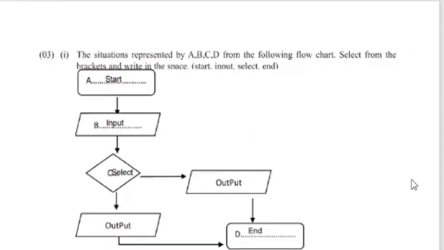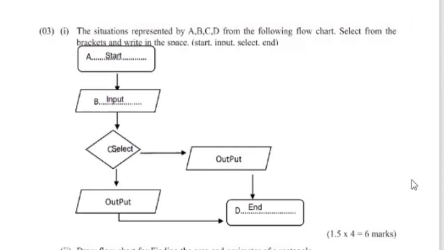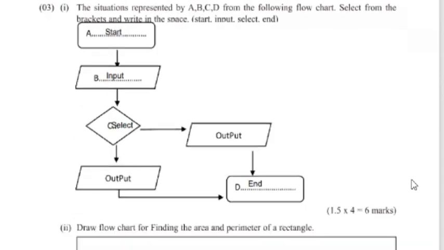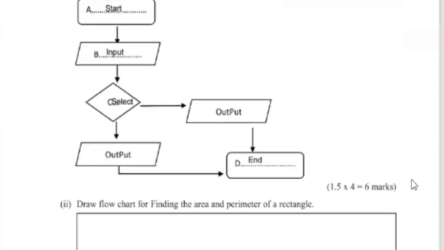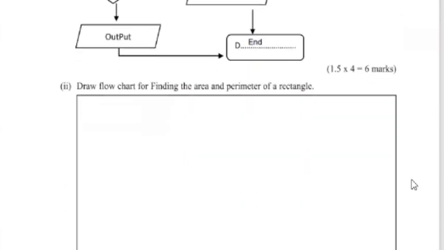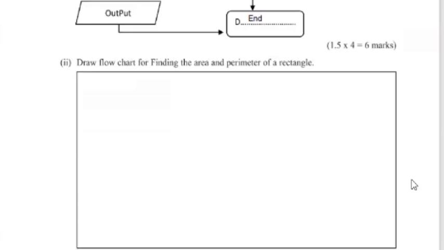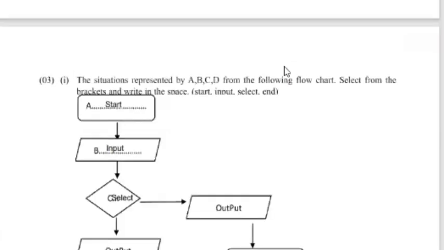Third one, the situations represented by A, B, C, D from the following flowchart. Select from the brackets and write in the space: start, input, select, end. A, start. B, input. C, select. D, end. Draw the flowchart. Draw a flowchart for finding the area and perimeter of a rectangle. Yes, the correct answers.